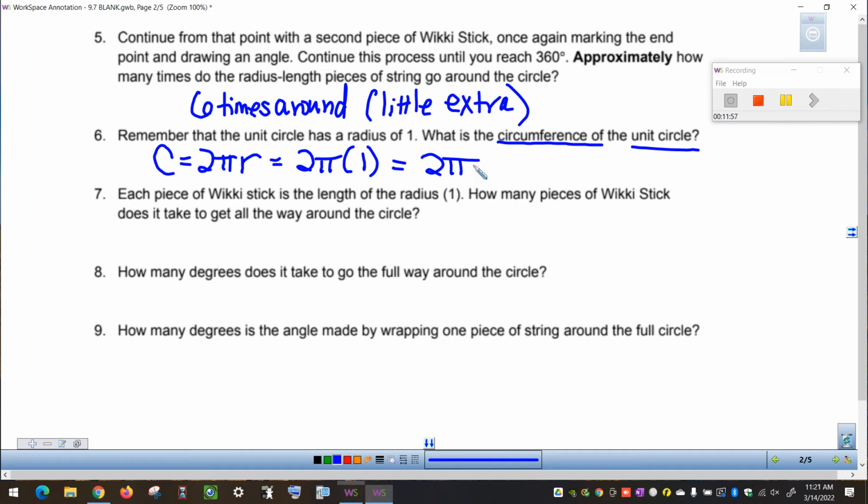So here we're seeing it again. Yeah, that would be the full length of measuring the outside of our circle with a wiki stick. It adds up to a length of 2 pi. So the total amount of wiki stick to get all the way around our circle was 2 pi.